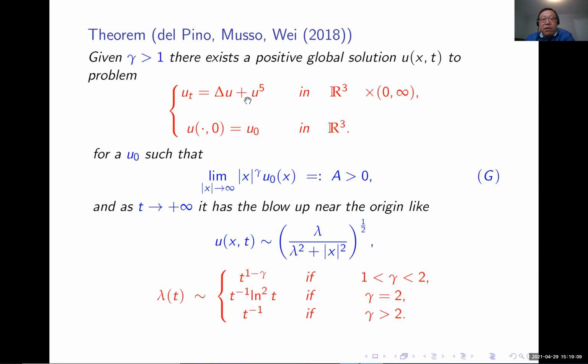So in dimension 3, if you take u to the 5, and if you take a fast decay, the Cauchy data have a little bit of decay, and then you have a solution with a continuum of blow-up rates, which depends on your decay rate, right? So for this problem, there's no boundary, nothing. It's just what the decay at infinity gives you the blow-up rate.